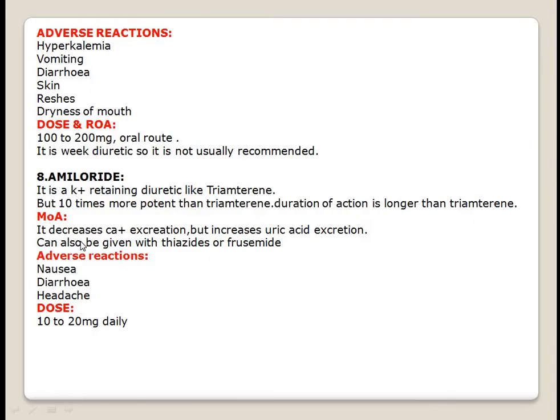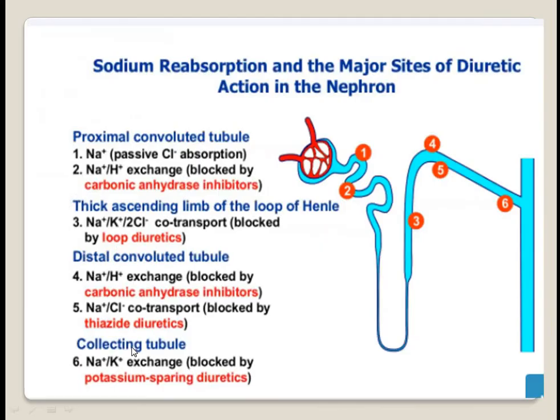Mechanism is it decreases the calcium excretion but increases the uric acid excretion. So it can be given with thiazides or furosemide. These drugs will be a combination. It will be given, but it increases the uric acid. Okay, hypochloremia, or it decreases the calcium excretion. Adverse drug reactions like nausea, diarrhea, headache will occur. Dose is 10 to 20 mg daily.